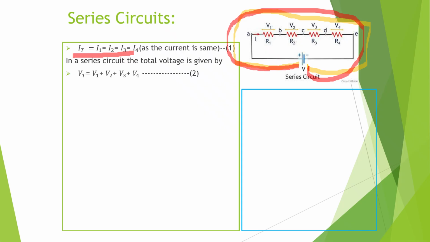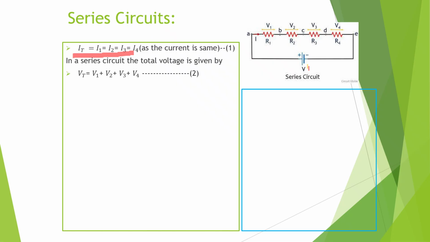Then we will go for voltage. When you see the voltage here, we all know that energy can neither be created nor be destroyed. Let us assume this is the energy given by the battery, which is voltage, and the energy dissipated by the resistors is V1, V2, V3 and V4. So no energy can be created and no energy can be destroyed.